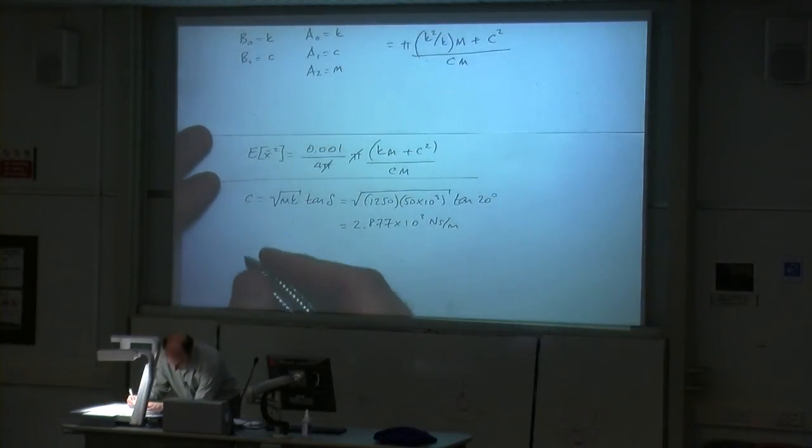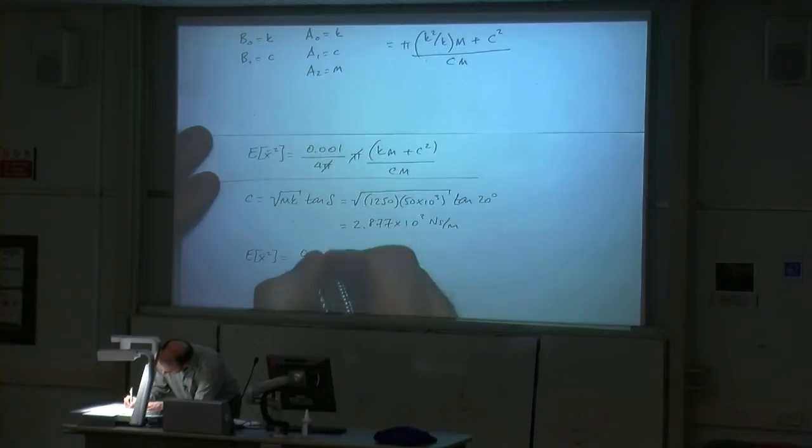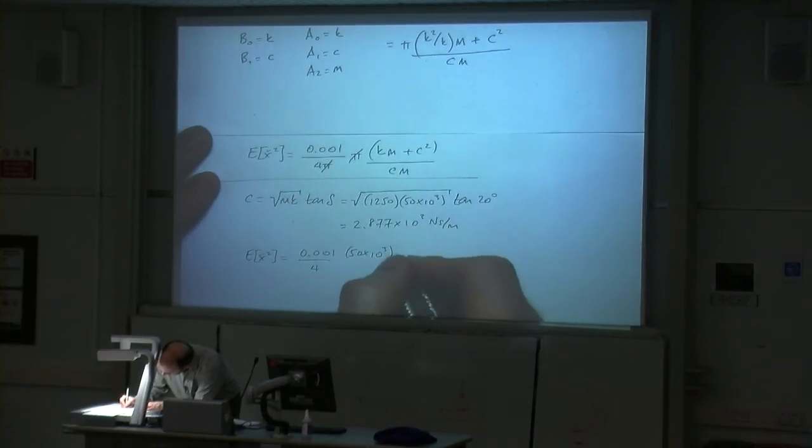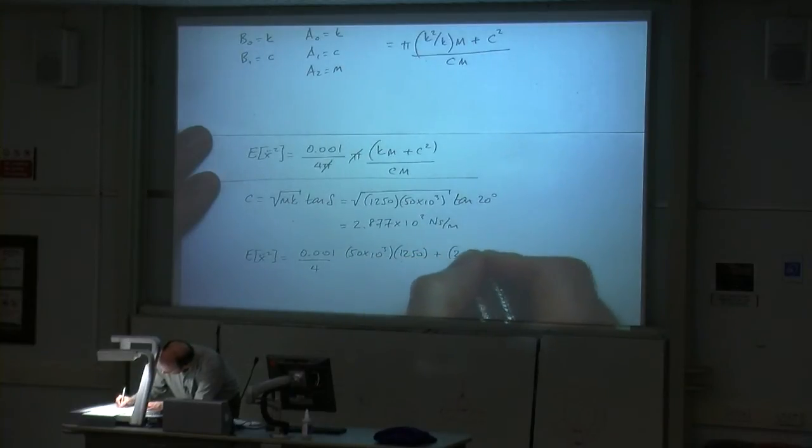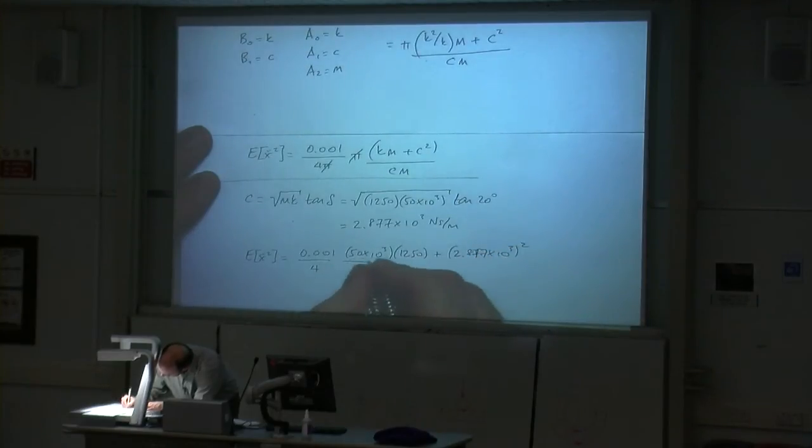So we can now plug the values in. We've got E[x double dot squared] is 0.001 divided by 4 times pi times 50 times 10 to the 3, 1250, so that's k over m, plus 2.877 times 10 to the 3 squared divided by 2.877 times 10 to the 3, 1250.